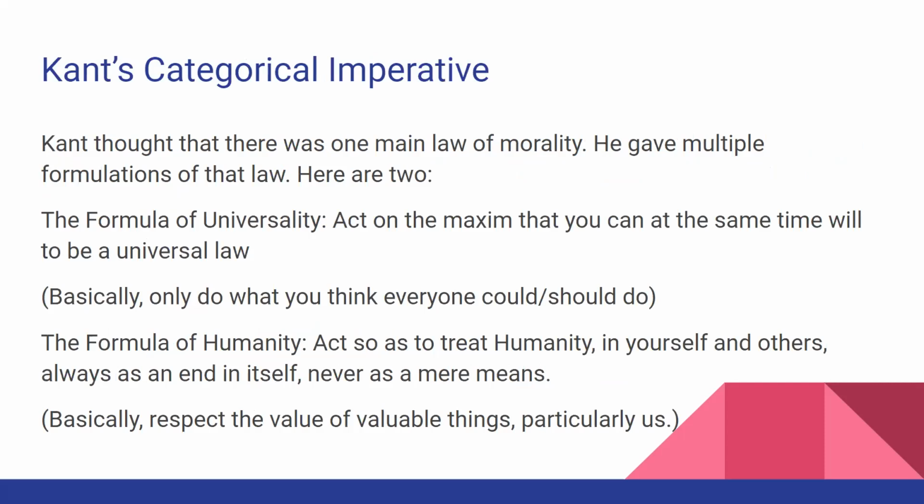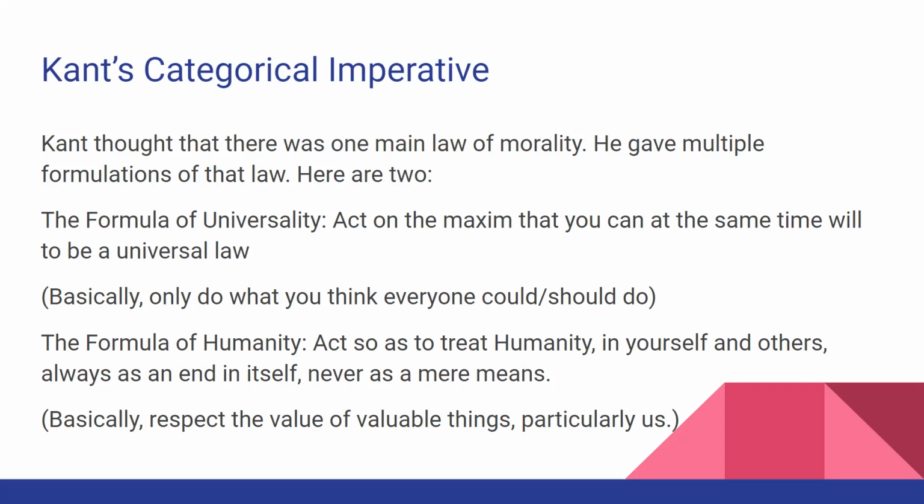Kant thought that there was really just one main moral law that we all have to follow. And he gave this law the name of the categorical imperative. He took this law and gave multiple formulations of it in an attempt to make it clear what exactly this law says and how to follow it, to give us an attempt at a decision procedure like we had with utilitarianism, right?